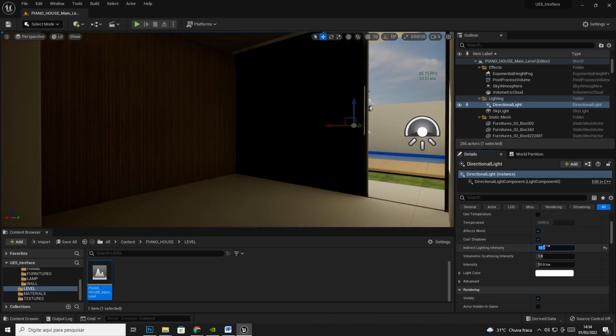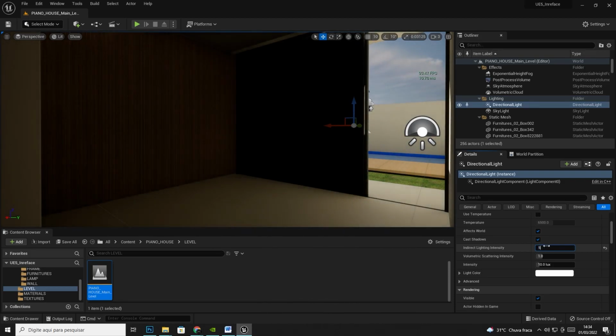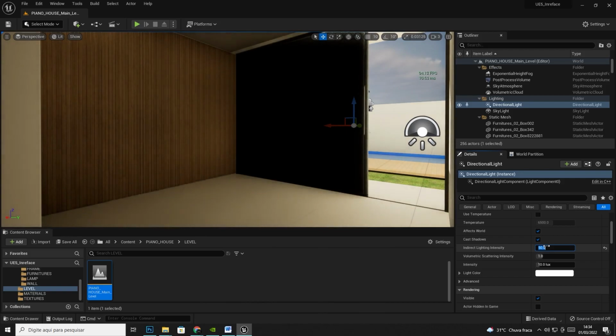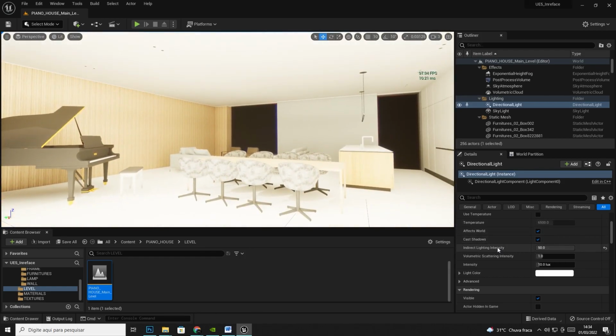Look at this. Let's decrease to 1. 10. You got it? 50. Look at this. We increased and decreased the intensity. We can do that of the indirect light. Obviously, that can be kind of false or realistic, okay?